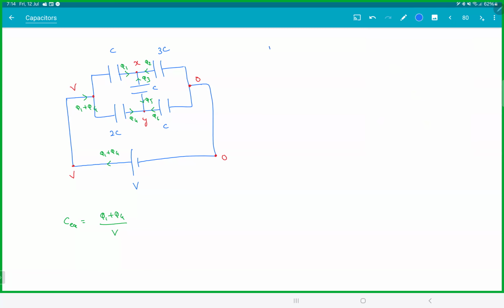Now we are writing for the node X. So charge flow would be capacitance C into V minus X, plus this side it will be capacitance 3C into 0 minus X, taking Kirchhoff's initial, and this one would be capacitance C into Y minus X. This would be V minus X minus 3X plus Y minus X is equal to 0. This would be 5X minus Y is equal to V. This is equation 1.